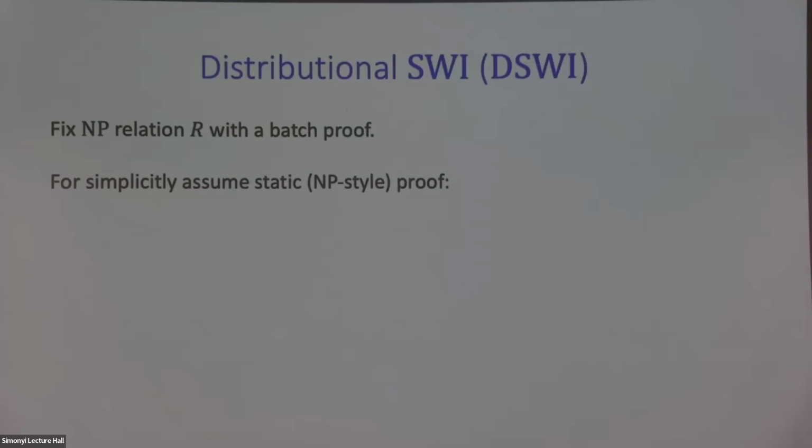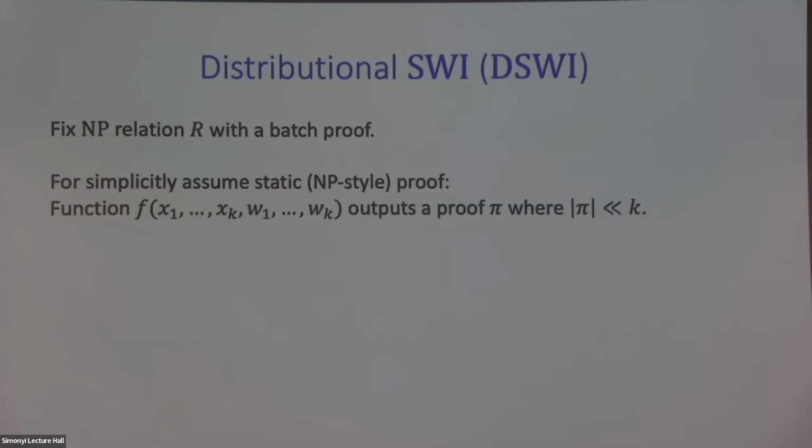What do I mean by that? Or DSWI. Let's fix our NP relation and assume that it has a batch proof. For simplicity, let's assume that the batch proof is an NP-style proof: single shot, you take the K witnesses, put them together, and send them, and that's the proof, with no randomness on top of that. So it's essentially just a compression function. It takes the input and the witnesses and outputs a short proof pi that's much shorter than K, probably polylog K or something like that, which is convincing.